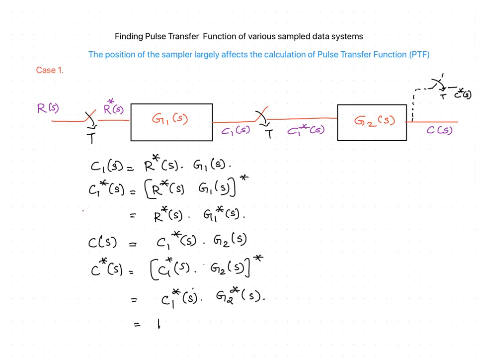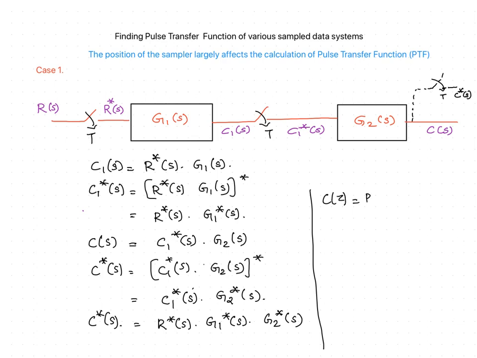Substituting for C1 star of S, one can write R star of S into G1 star of S into G2 star of S, that is C star of S. So we have seen that C star of S is nothing but C of Z. So one can write C of Z is equal to R of Z into G1 of Z into G2 of Z, that is Cz by Rz.